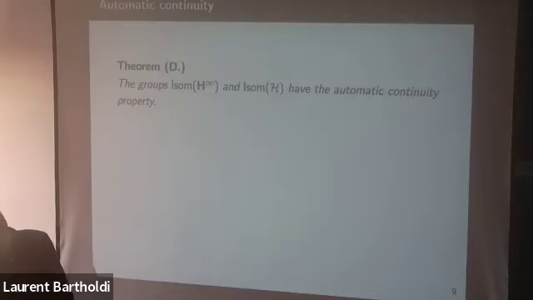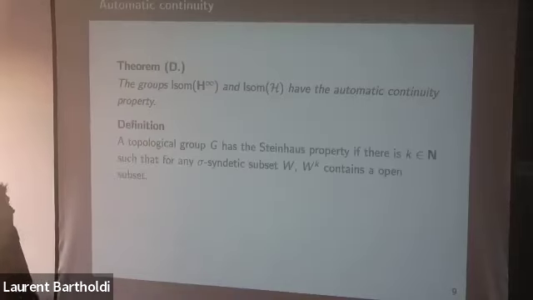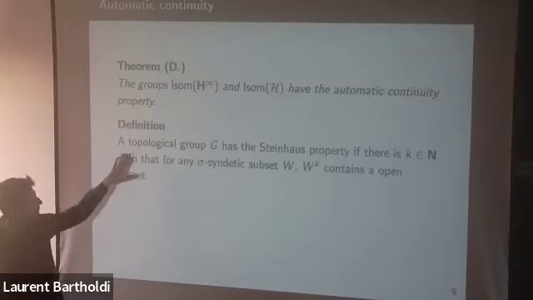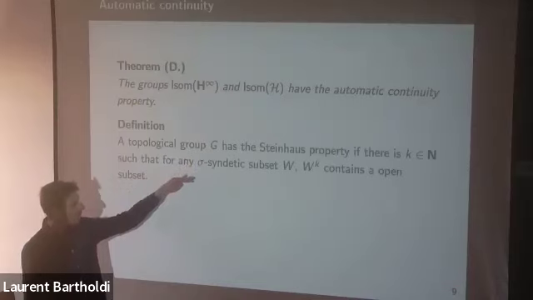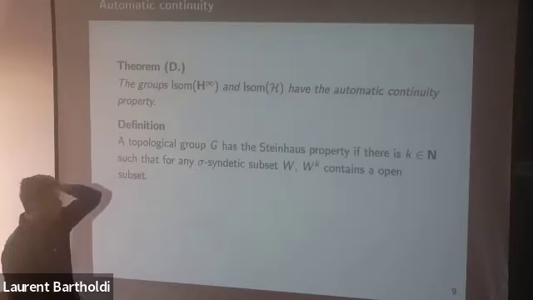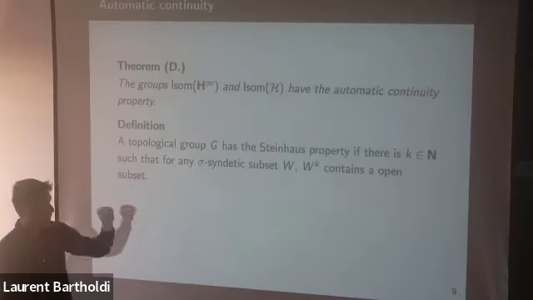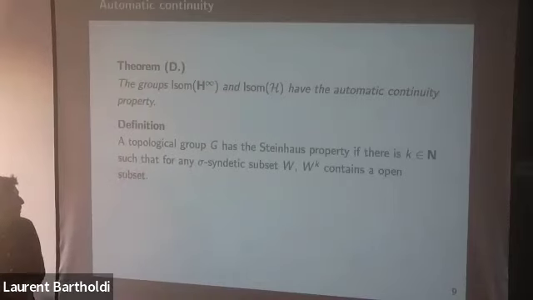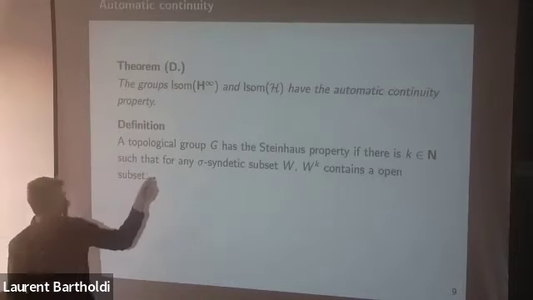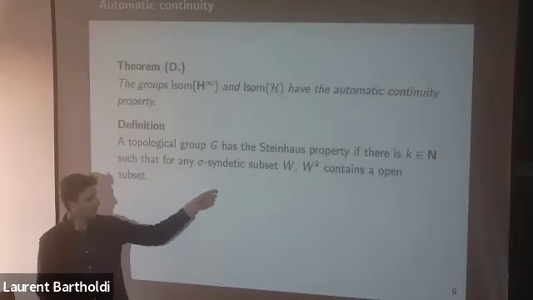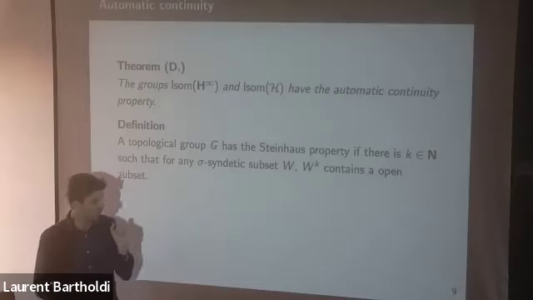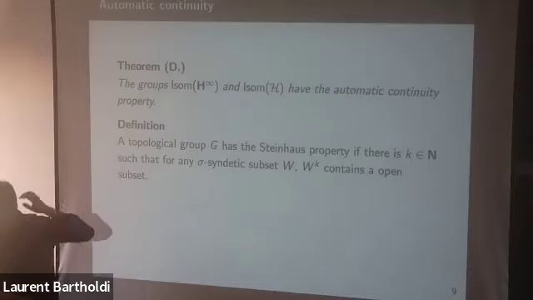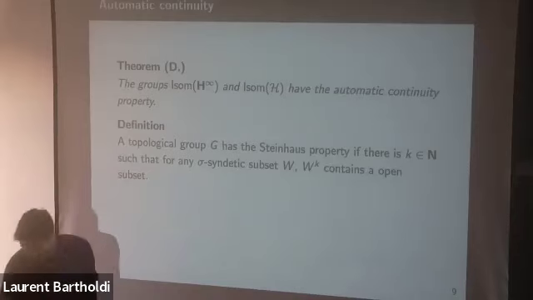We rely on one property, which is called the Steinhaus property. A Polish group G has the Steinhaus property if there is a K, which is an integer and which is fixed once and for all, such that each time you find a symmetric subset W, then W to the K contains a neighborhood of the identity. And maybe I have to say what it is: sigma-syndetic, that set.